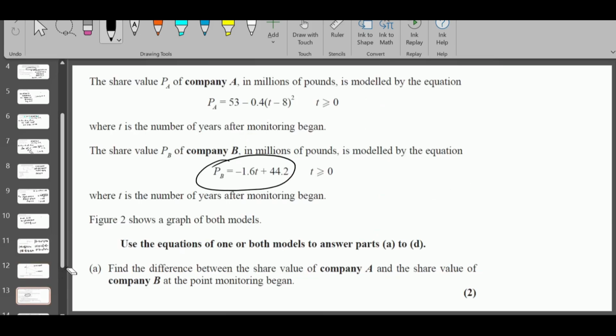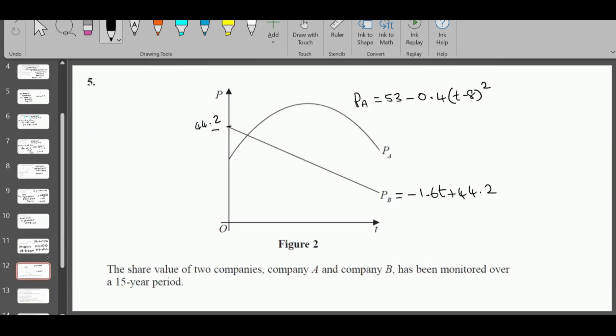Okay, now read the question further. T is the number of years after monitoring began. Figure 2 shows graph of both models. That's the graph we just looked at. Find the difference between the share value of company A and company B at the point where the monitoring began. They are talking about the initial value. They want you to find the difference between these two. For PB, the company B, we know it's 44.2. We need to find this actually, so we need to find the y coordinate of this.